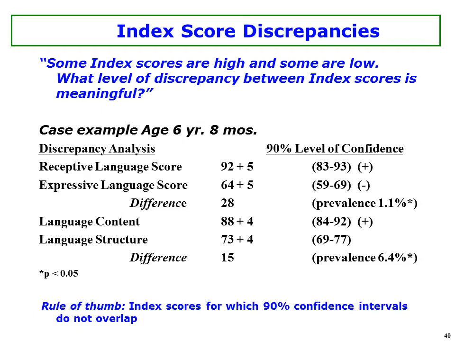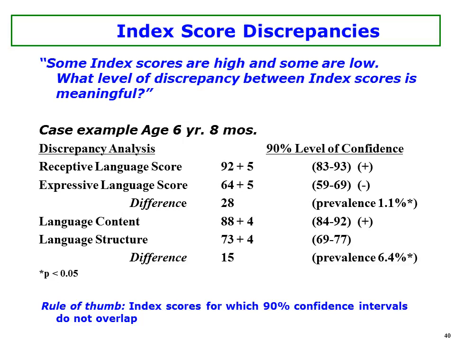When we look at the language content and language structure, 88 minus 73, the difference is 15. That prevalence is 6.4%, and that is certainly significant at the 0.05 level. The prevalence of 1.1 is significant at the 0.01 level.